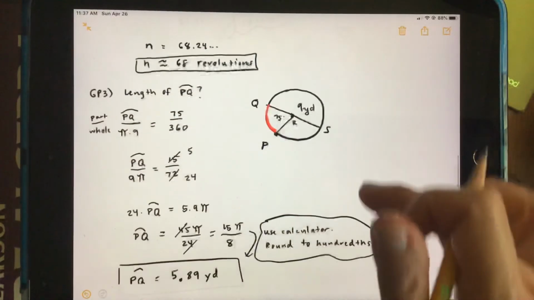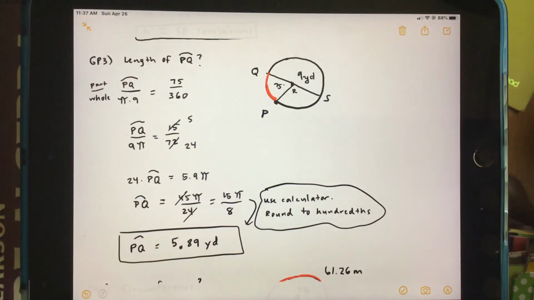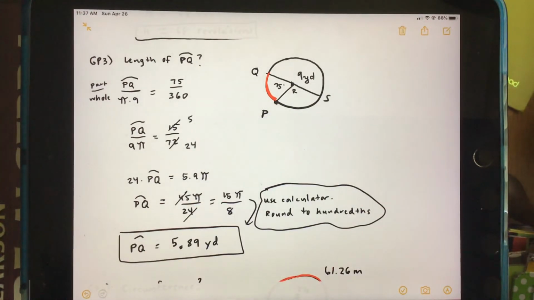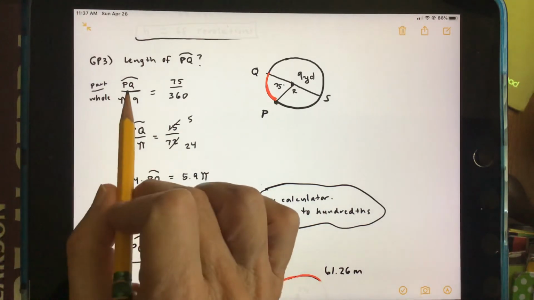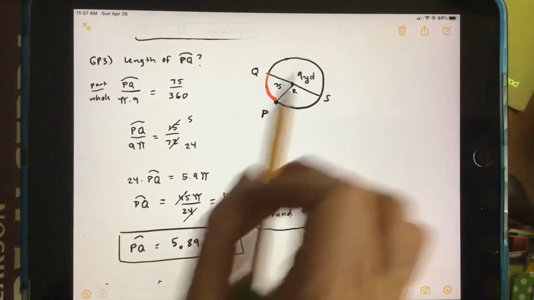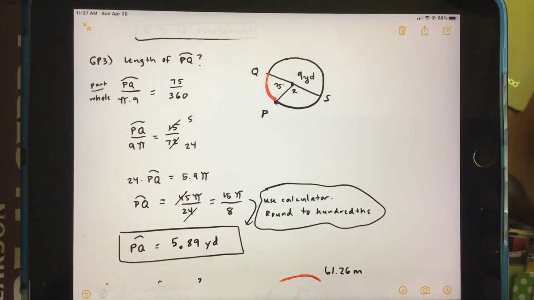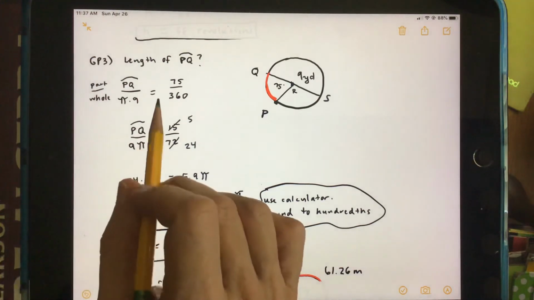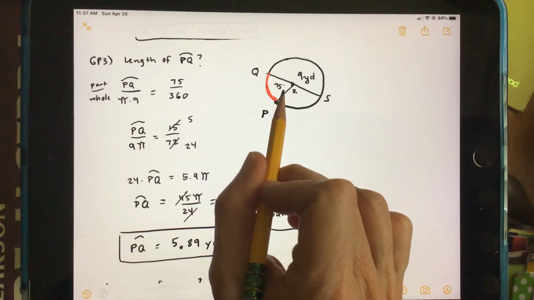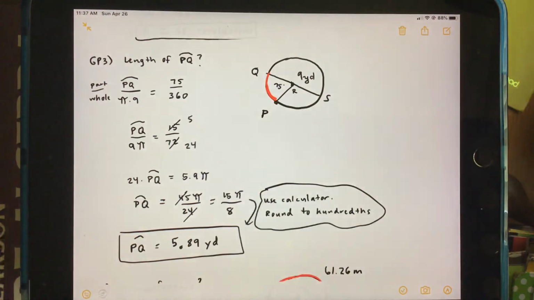Okay, guided practice 3. What is the length? How long is it from P to Q? So here we're going to use our ratios of part to whole, and we're going to compare the PQ length, however long it is, to the entire circumference of the circle, pi times 9, and that's going to be equal to the 75 degrees, that's the arc measure in degrees, to the entire number of degrees in the circle, 360.